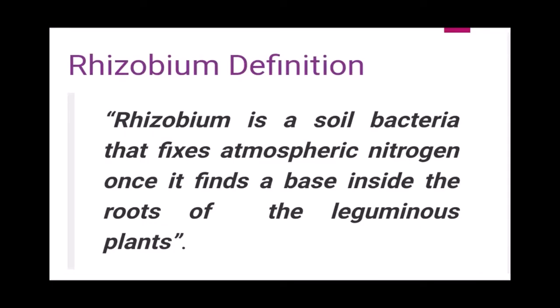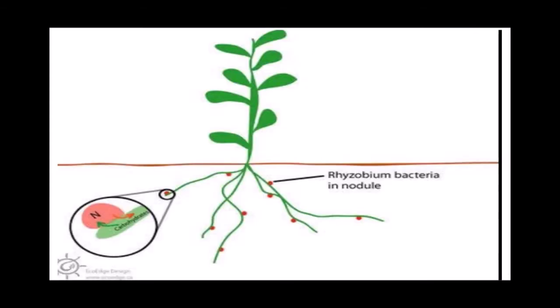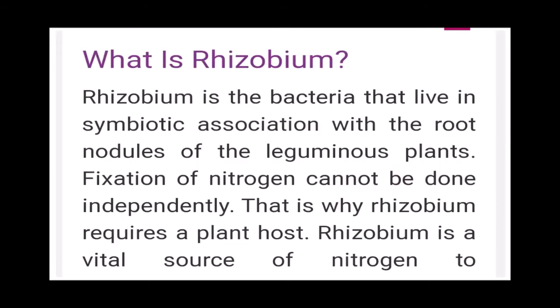What is the definition of Rhizobium? Rhizobium is a soil bacteria that fixes atmospheric nitrogen once it finds a base inside the roots of the leguminous plants. You can see the picture, Rhizobium bacteria and nodule. So what is Rhizobium? Rhizobium is the bacteria that live in symbiotic association with the root nodules of the leguminous plants, and fixation of nitrogen cannot be done independently. That is why Rhizobium requires a plant host.